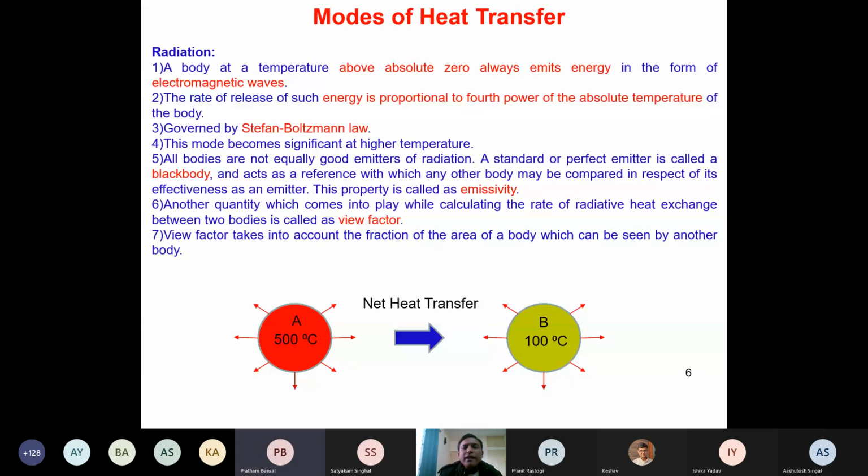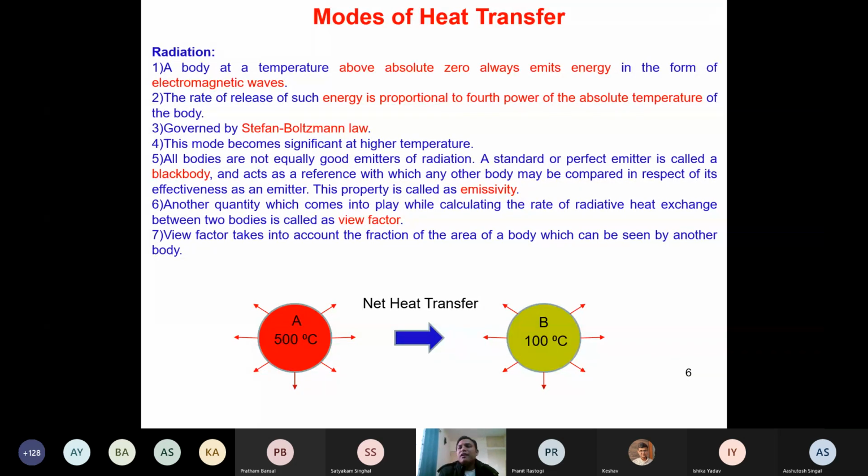So the important point here is that the rate of release of such energy is proportional to the fourth power of the absolute temperature of the body. That is what the Stefan-Boltzmann law is. So the energy emitted will be proportional to the fourth power of the absolute temperature. Clearly, such heat transfer is governed by the Stefan-Boltzmann law. And this mode becomes important at higher temperatures. At lower temperatures, conduction and convection are the prominent modes, but at higher temperatures, radiation is the most important mode of heat transfer.